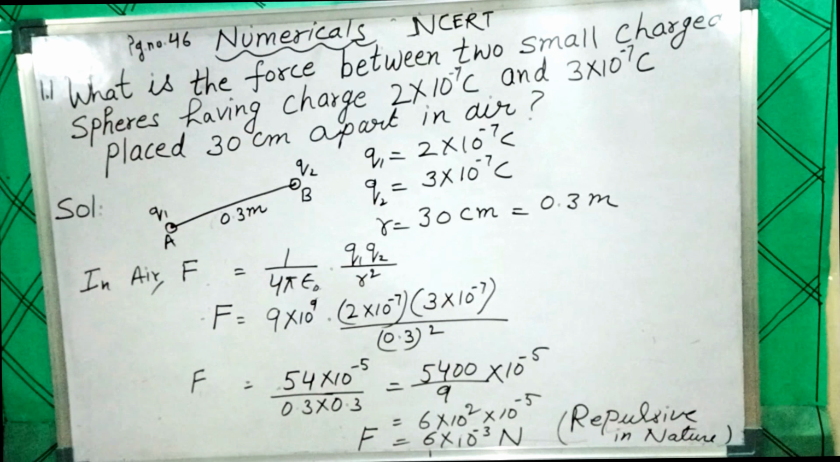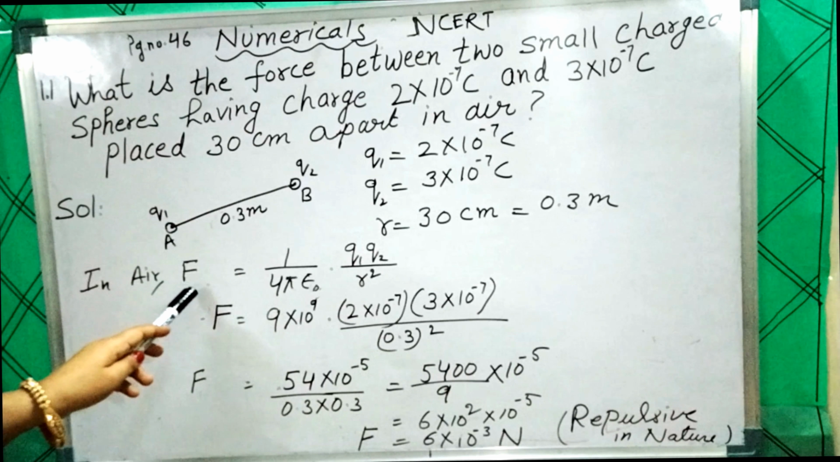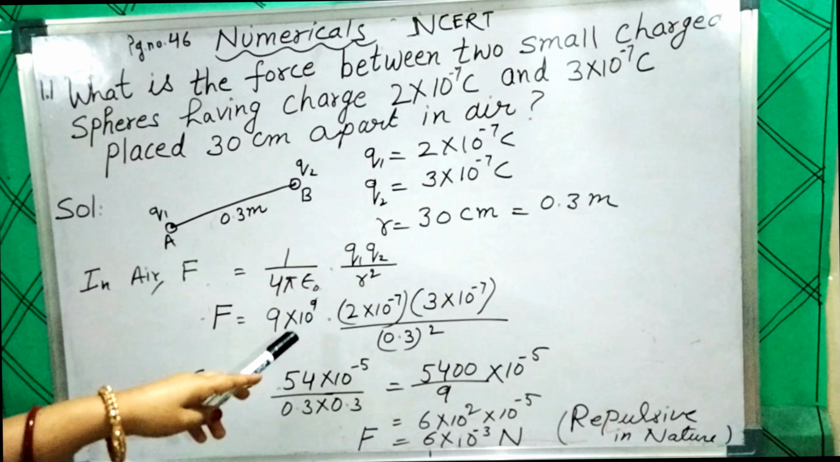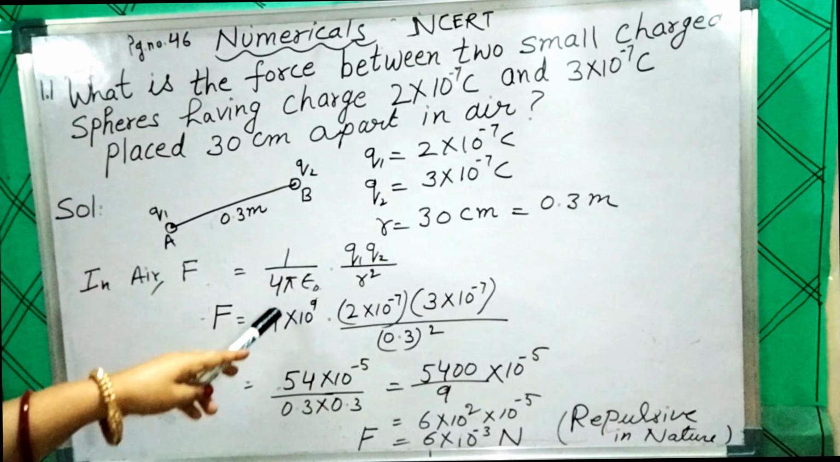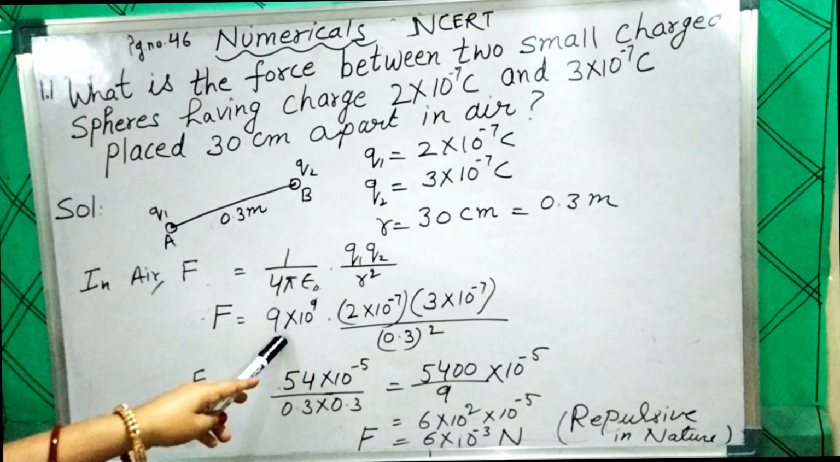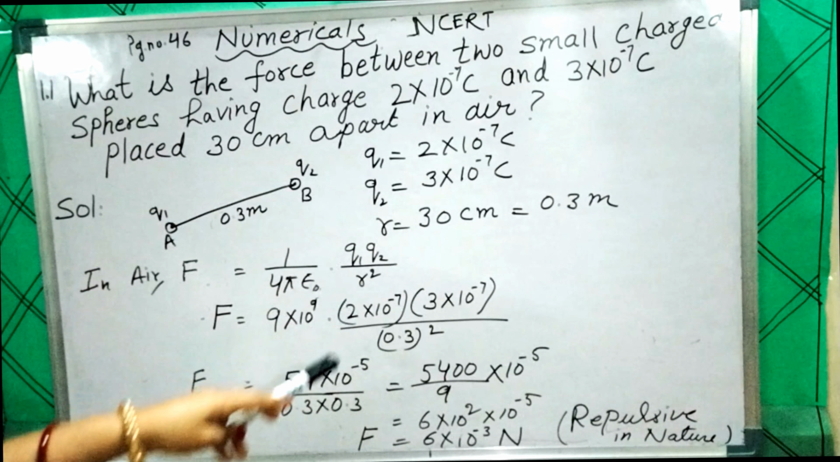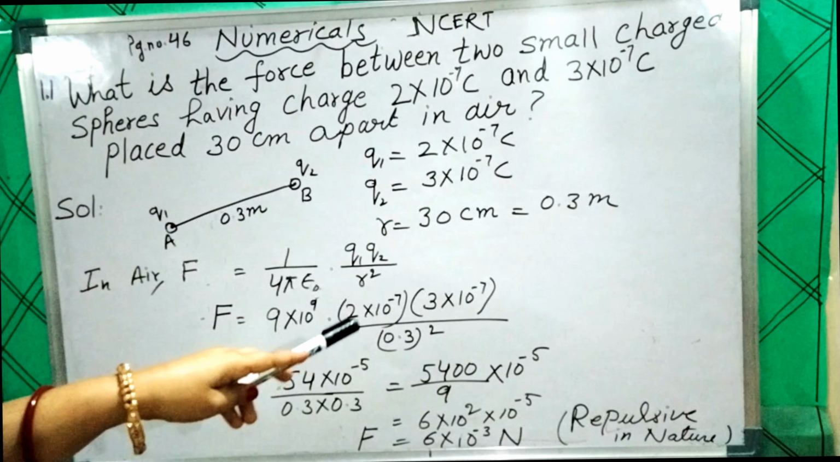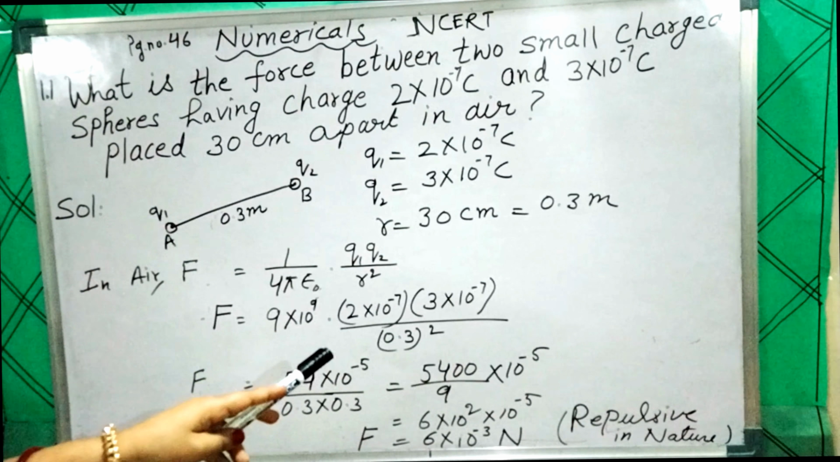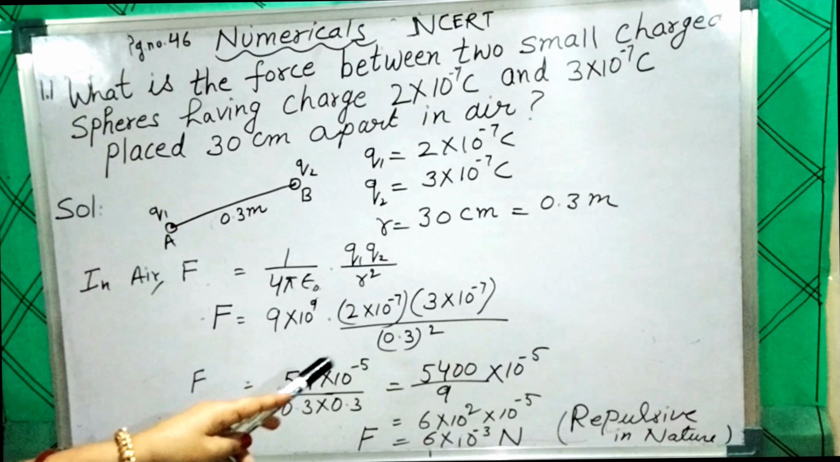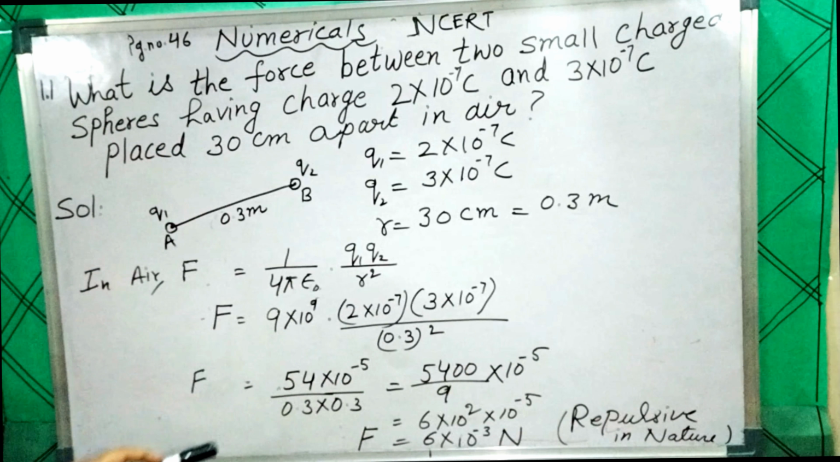From Coulomb's law of force, we know the formula F is equal to this. After putting the values of this, 9 into 10 to the power 9, Q1 2 into 10 to the power minus 7, Q2 3 into 10 to the power minus 7, divided by 0.3 whole square, and after simple calculation we are getting F is equal to 6 into 10 to the power minus 3 Newton.